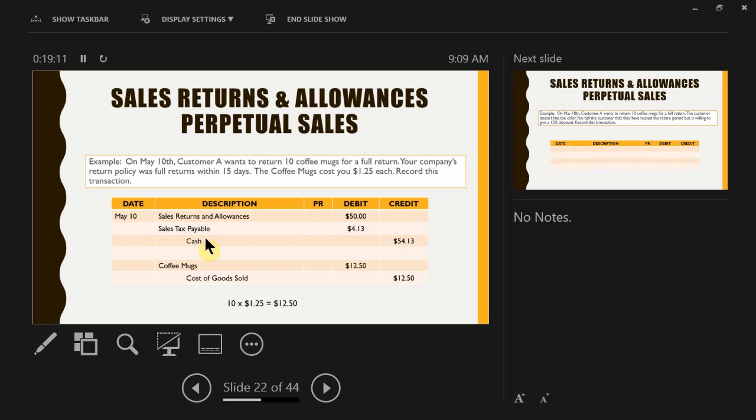$12.50. All right? That's what happens when we're dealing with a customer that wants to return a product. And that's what you need to do because I'm actually receiving the inventory items back. I need to re-update my inventory because I have to put these items back into my inventory.